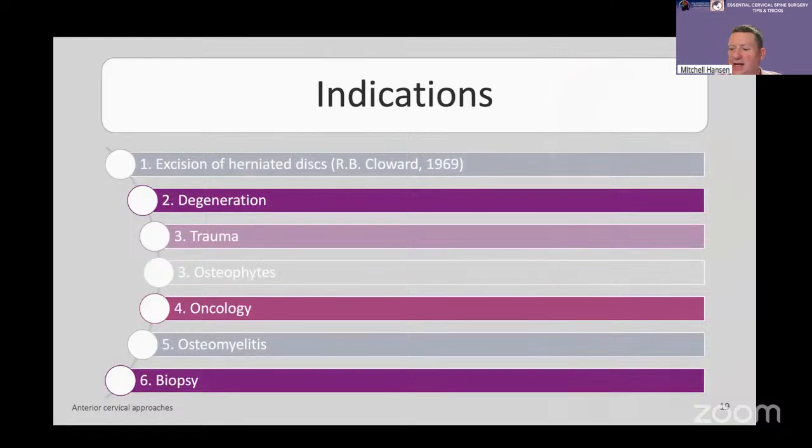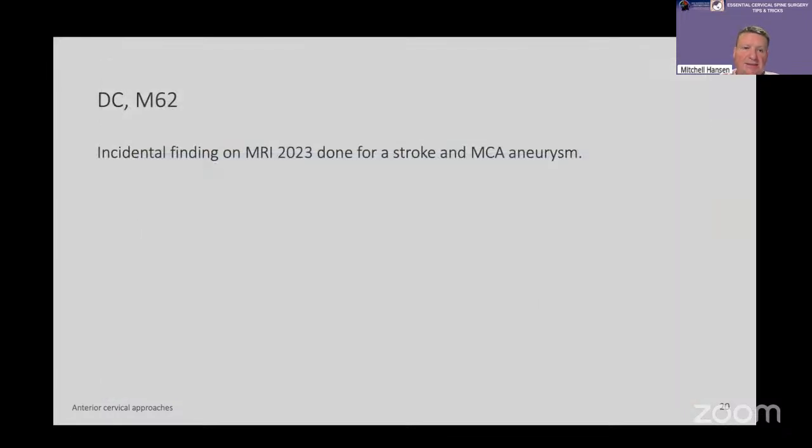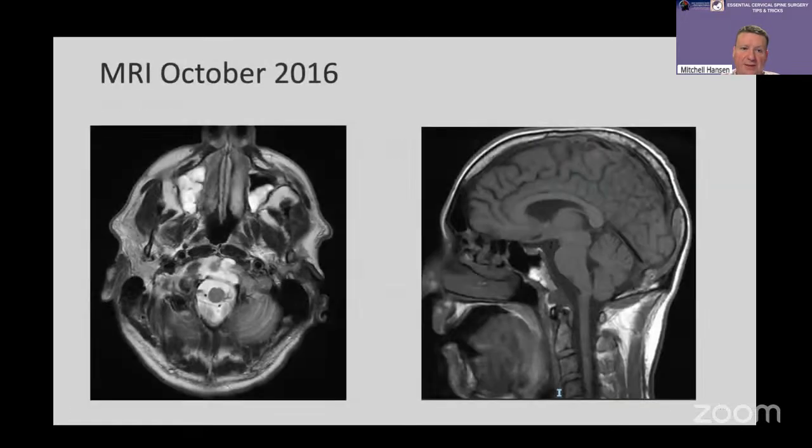So some of the indications that I talked about, I'll show a few cases now to demonstrate this. First patient had an incidentaloma in the cervical spine following an MRI done in 2023 for a stroke and an MCA aneurysm that I fixed for him. Going back and looking at a previous scan from October 2016, we could see that there was a lesion demonstrated in the clivus at that time, but it wasn't commented on in the report.